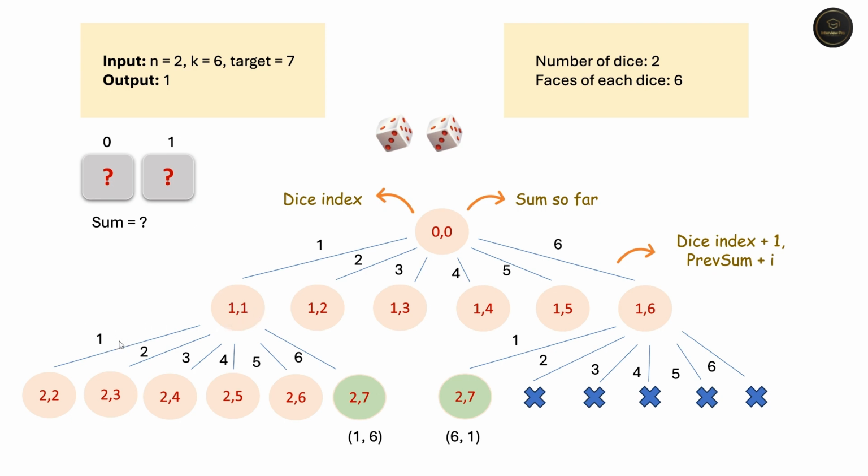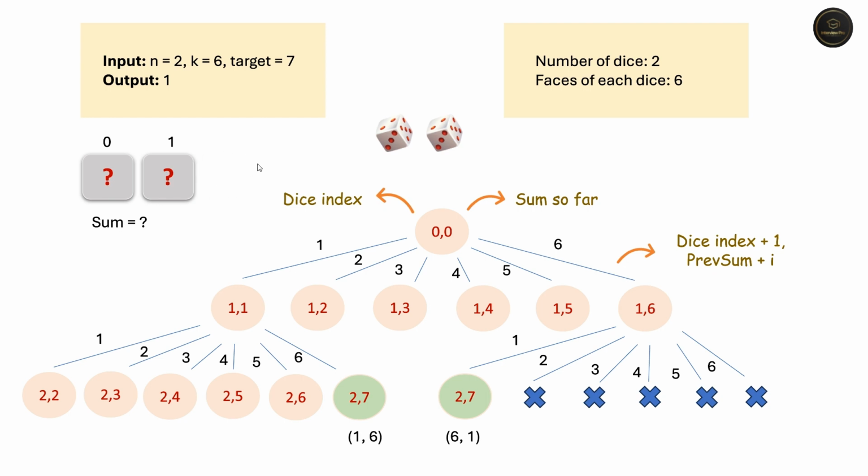If I select the face value 1 for the second die, it would be 2 comma 2. I mean, by the time we go to the next iteration, which is index 2, the calculated sum would be 1 plus the face value 1, which is 2. Similarly, if I select the face 2, then it would be 2 comma 3. 2 is nothing but the index of the die. So when we select value 6 for the second die, the sum would be 1 plus 6, which is 7. All possibilities for the second die are also completed.